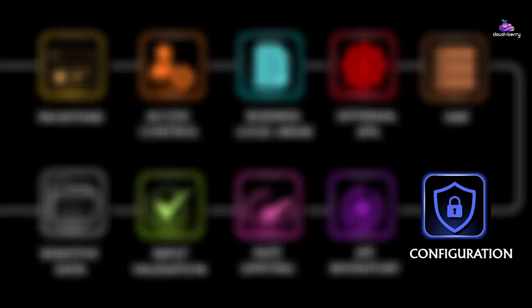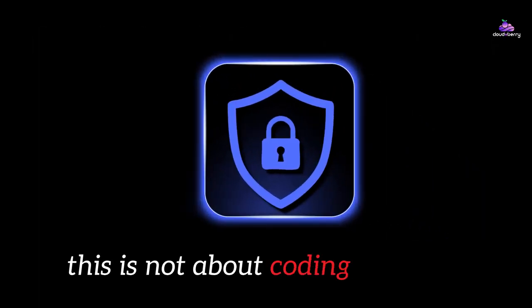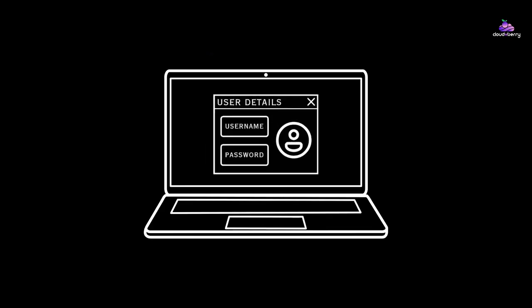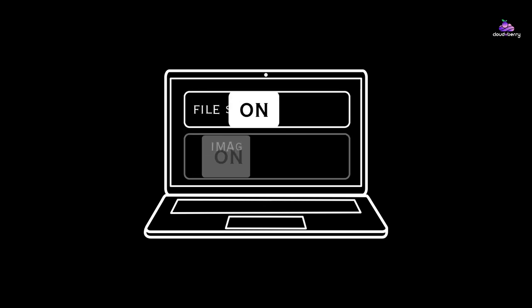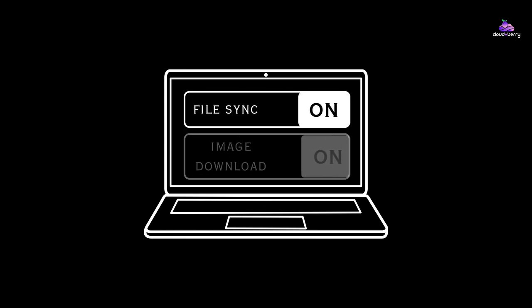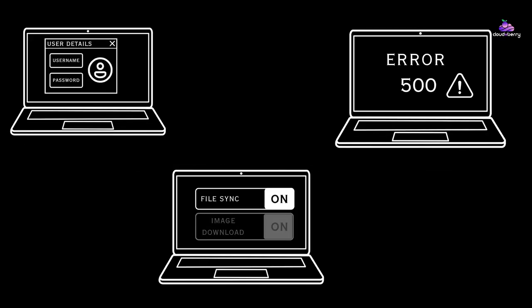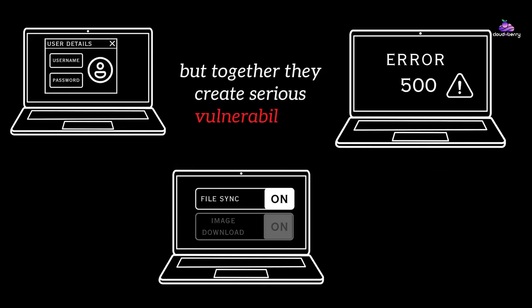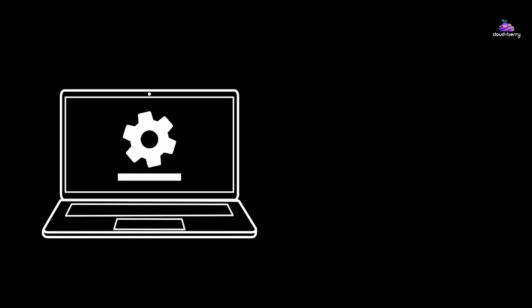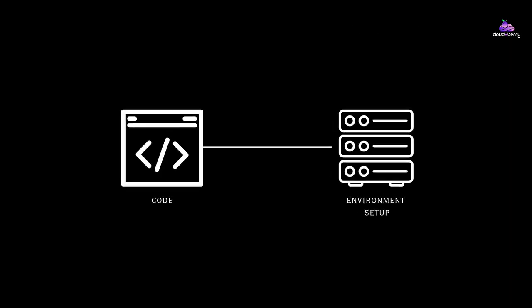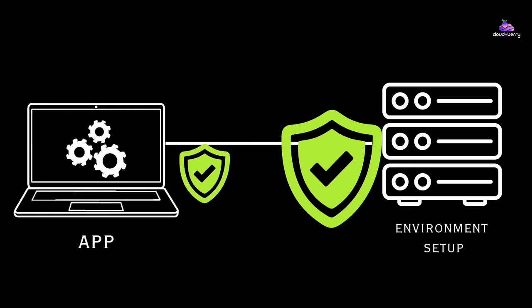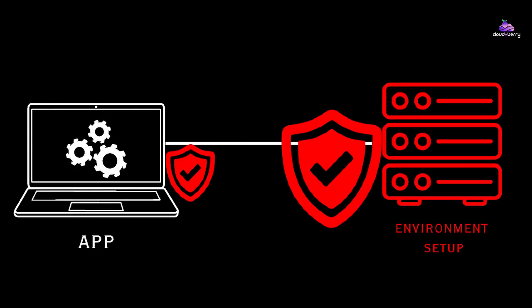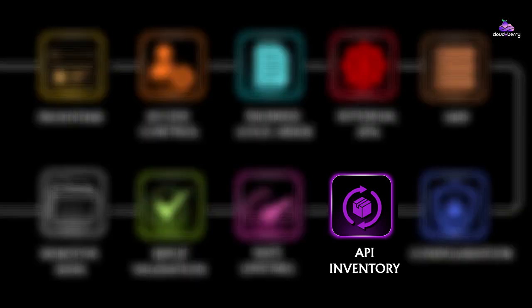Next is security misconfiguration. This is not about coding mistakes, but about setup issues. Some common examples: default usernames and passwords not changed, debug mode enabled in production, old or outdated software, unnecessary services left running. Individually, these may look small, but together they create serious vulnerabilities. This is like installing a security system and leaving the door open. So always make sure your environment is secure, not just your code, because even a secure application can fail in an insecure environment.